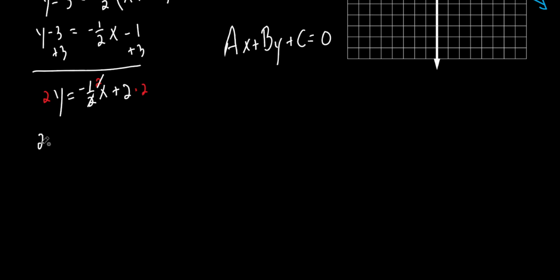So what do I have? 2y equals, what's this going to be? Negative x, negative 1x, or just negative x, right? Because the 2 canceled. And then plus what? 4. Now again, it's still not in this form, so what am I going to have to do? I'm going to have to add an x to the other side. Yeah?